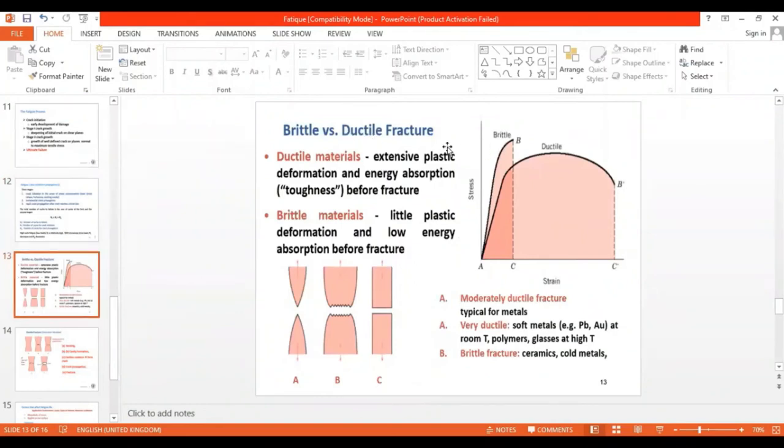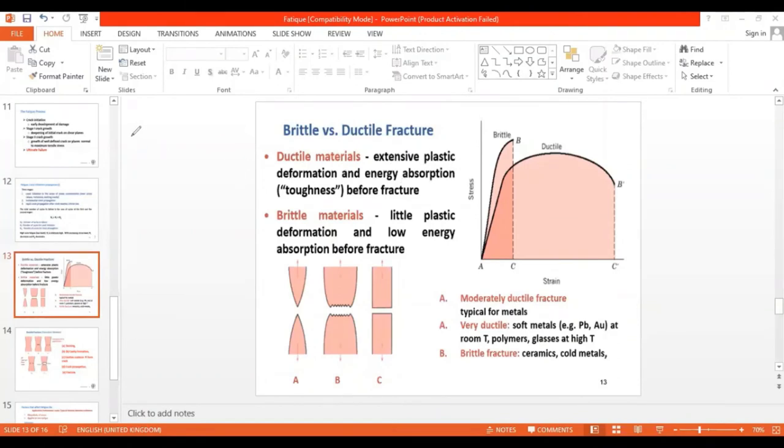All right, these are a few failure structures shown here. Brittle versus ductile fracture. Ductile materials show extensive plastic deformation and energy absorption, toughness before fracture. Metals are ductile materials.